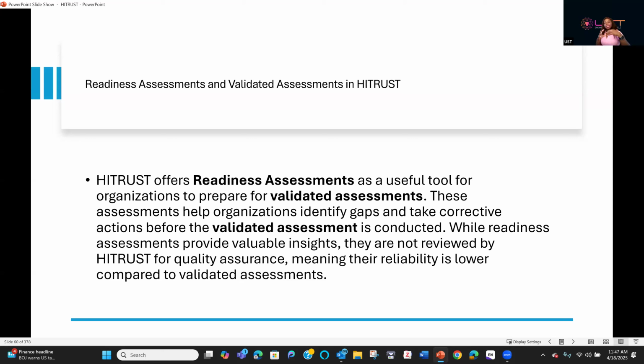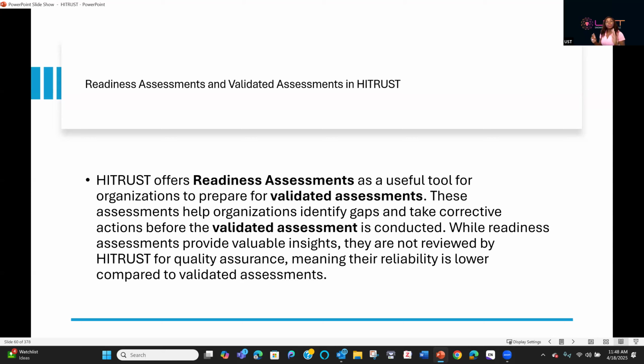Remember, if you look at this video very well, you can even understand quality assurance, but if you didn't watch the last video, you need to go and watch it, right? We have the certified HITRUST practitioner, and they also have the HITRUST quality assurance. For you to become a HITRUST quality assurance personnel, you also need to be a certified practitioner before. And that's why, when you're going through the readiness assessment, they cannot be reviewed by quality assurance, meaning that their reliability is lower compared to a validated assessment.